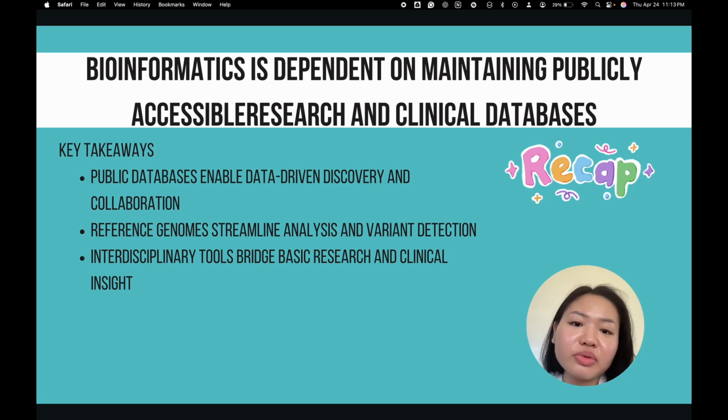To summarize everything that was discussed in the last two slides, we have key takeaways. In summary, public databases are indispensable in the field of bioinformatics. They provide the infrastructure for storing, accessing, and analyzing vast biological data sets. Reference genomes simplify the process of identifying meaningful variations, while bioinformatic tools and clinical databases bridge the gap between raw data and real world medical applications.